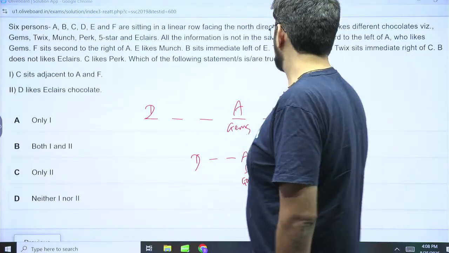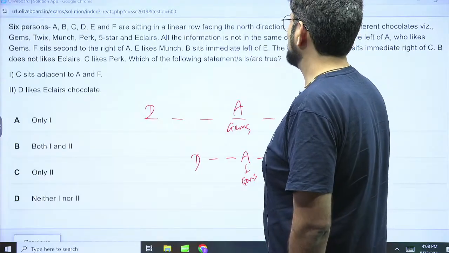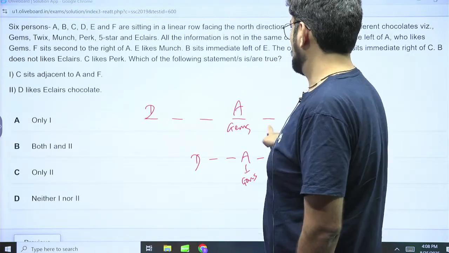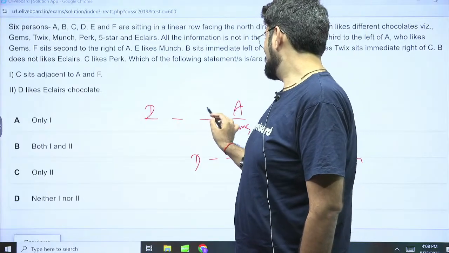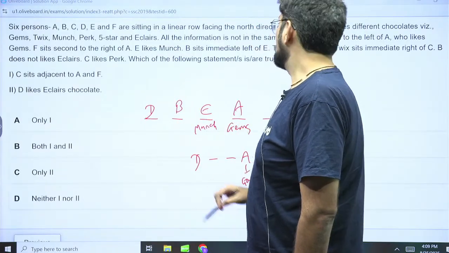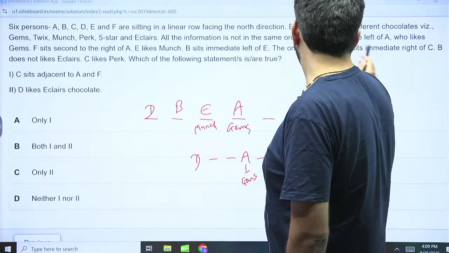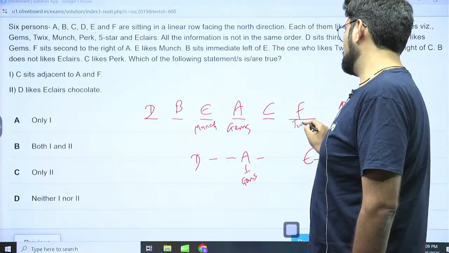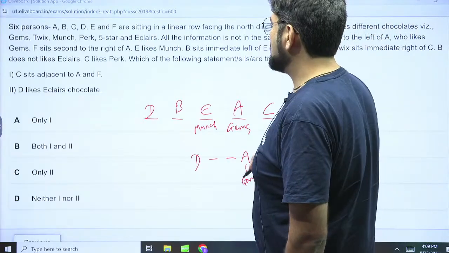E likes Munch, which is fine. We don't need to write everything, but you can remember these little data also. B sits immediate left of E. Now B and E have to be here. So if this is E, this is B, and E likes Munch. Next, the one who likes Twix sits immediately right of C. Now C is only here. So this guy likes Twix, and B does not like Eclairs.